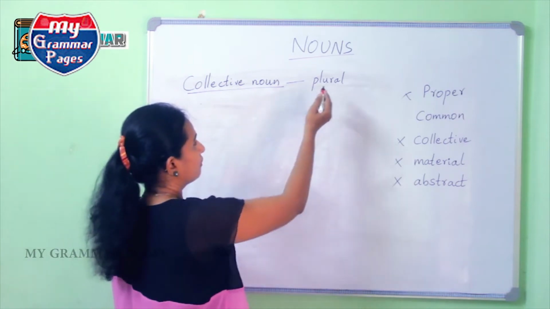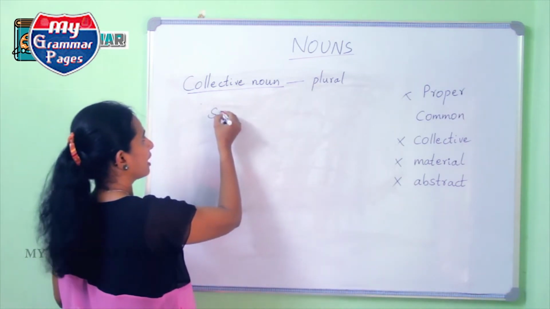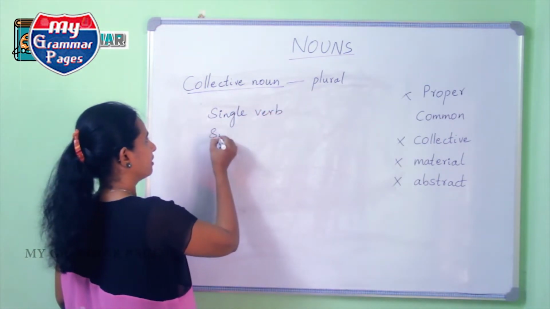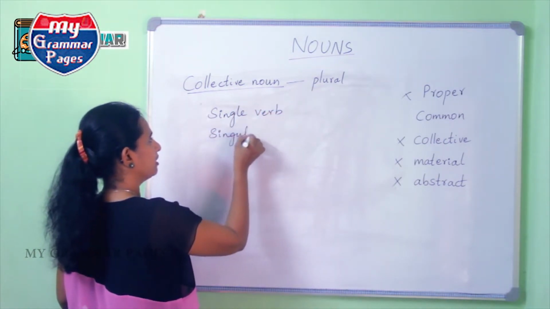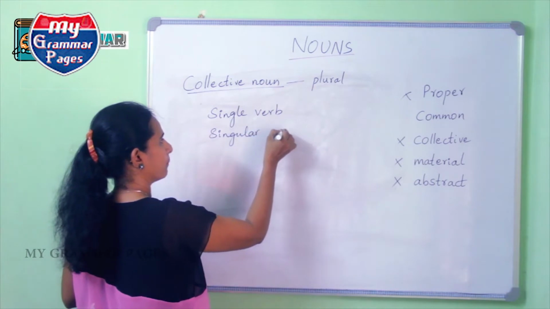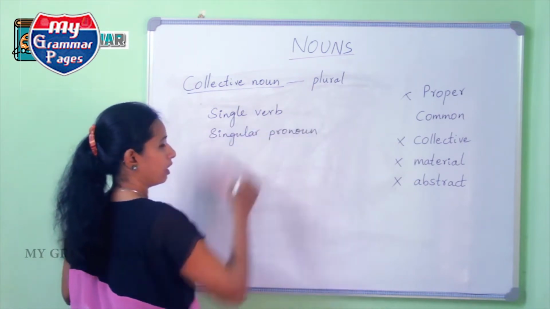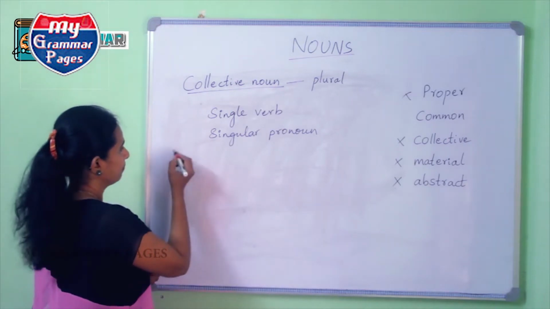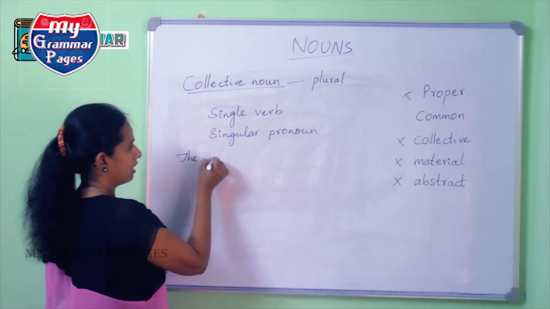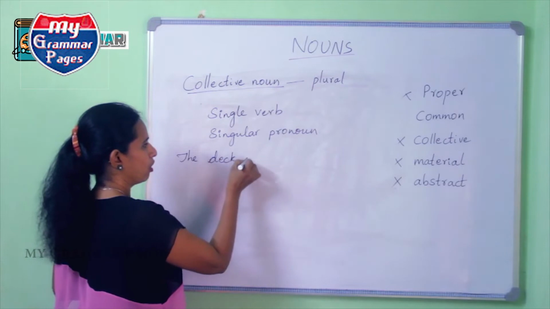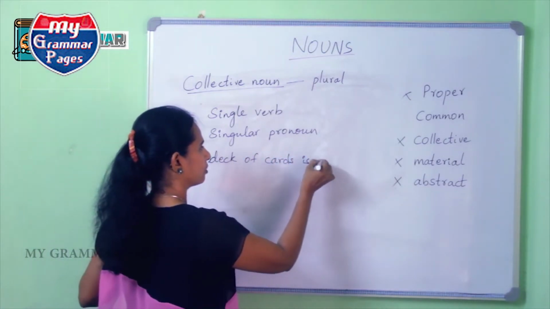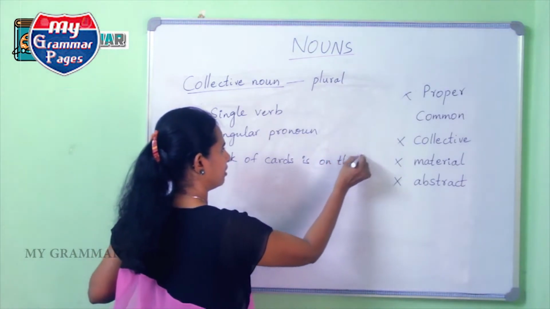Now, a collective noun will hold only a single verb and singular pronoun. Let me explain how it happens when you write it in the form of a sentence. The deck of cards is on the table.